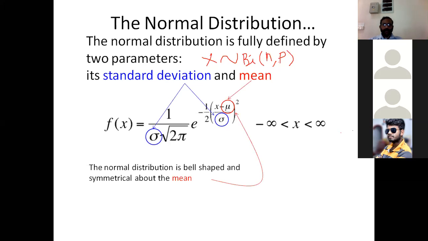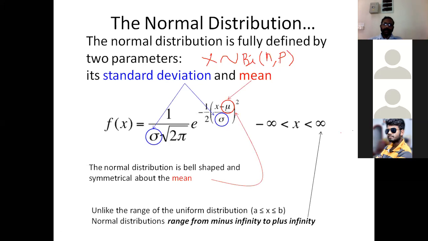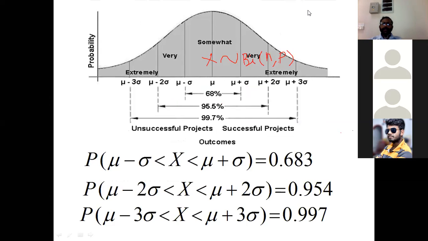In the normal distribution, it's bell shaped and symmetric about the mean, right? Unlike the range of the uniform distribution, for example, the normal distribution ranges from minus infinity to plus infinity. That is the important part. Let's look at how the normal distribution looks. First, we will understand the distribution.